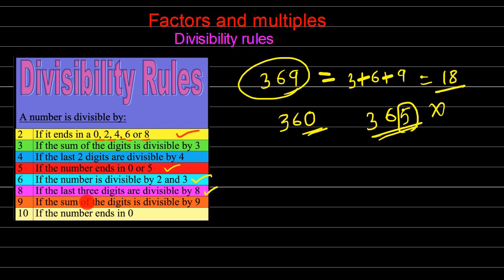Divisibility rule of 9: if the sum of the digits is divisible by 9, then the number is divisible by 9. And the very simple rule of 10 is, if the number ends with 0, then the number is divisible by 10. So these are the divisibility rules. Let's move towards the next topic.